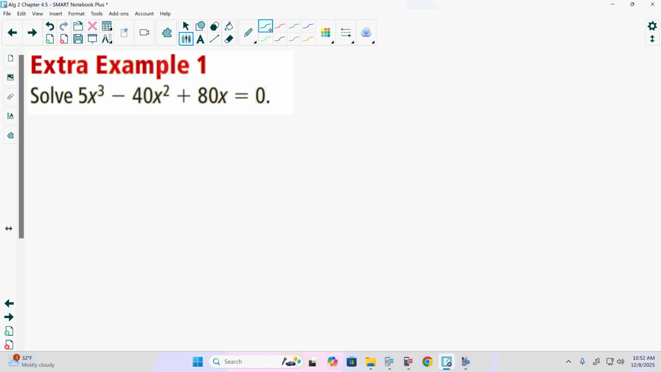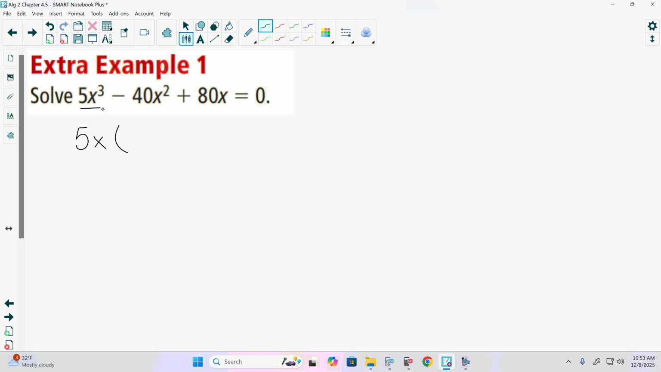Now, at this point here, we're going to go on and factor, because 5x cubed, negative 40x squared, plus 80x all has a greatest common factor of 5x. Because 5, 40, and 80 all have a common factor of 5. X cubed, x squared, and x have a greatest common factor of x.